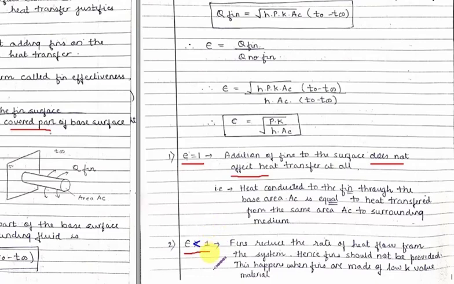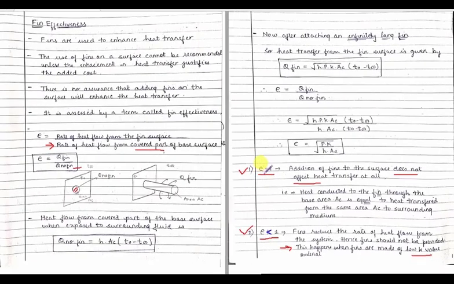That's why in such a case, fins should not be used. This happens only when you are utilizing a material of low K value, low thermal conductivity. So I hope the first and second conclusions are very much clear. When effectiveness is equal to 1, it is neither enhancing nor decreasing the heat transfer. But when effectiveness is less than 1, the fin is reducing the heat flow from the system. So in such a case, fins should not be applied. Right? Now let's see the third case.